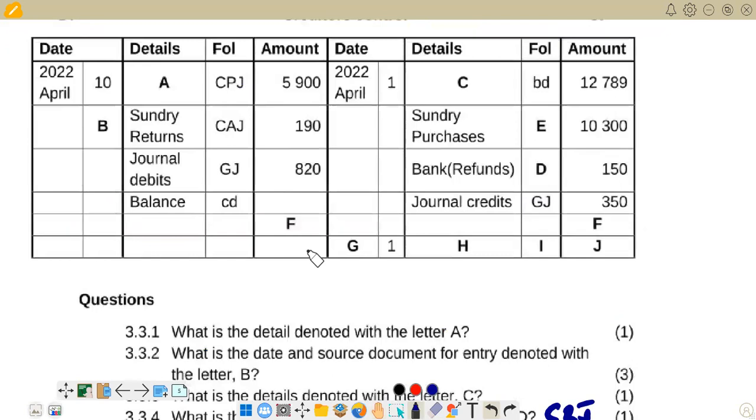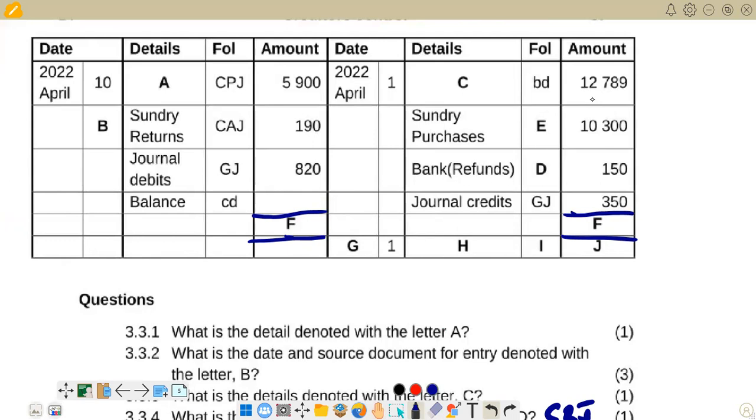Right, on letter F, we are here. So letter F, these are the totals. I remember we were saying we add the total of the debit and we add the total of the credit, and then the bigger total, we enter it in between the double lines. So the double lines are here. That's where we are having our double lines. So they want the bigger total there, which is going to come on both sides. So if you add, you'd see that the credit side is going to be the bigger side.